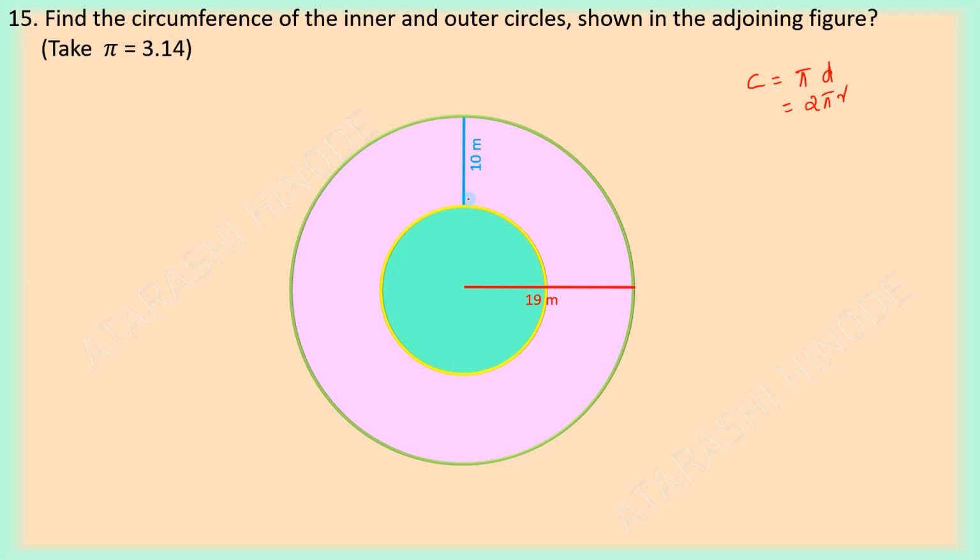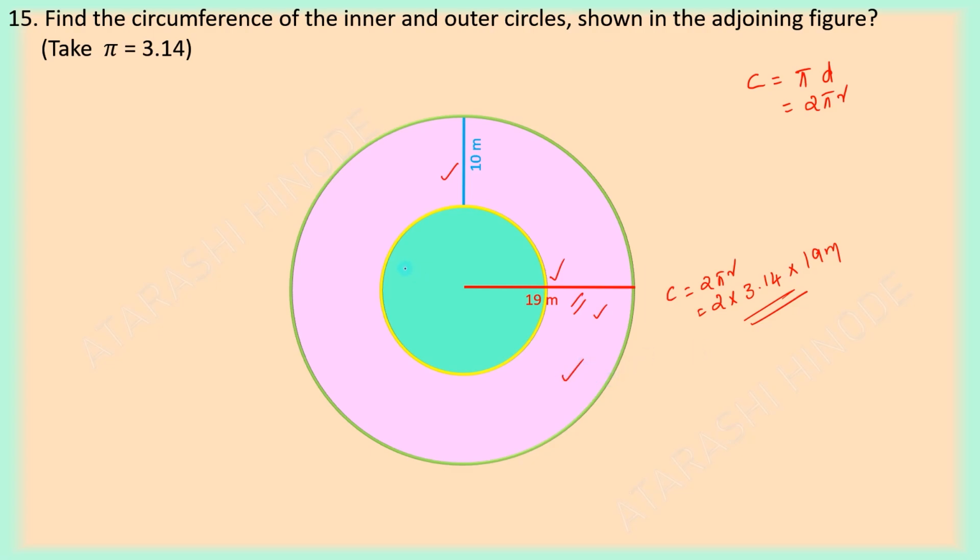Here, two measurements are given. One is 10 meters and the other is 19 meters. Are these radii or diameters? Here you can see 19 meters. It is the radius of the outer circle, isn't it? So we can find the circumference of the outer circle, that is C equal to 2 pi r, that is equal to 2 into, here pi is given as 3.14, into radius. It is here 19 meters. Simplifying this, we will get the circumference of this outer circle.